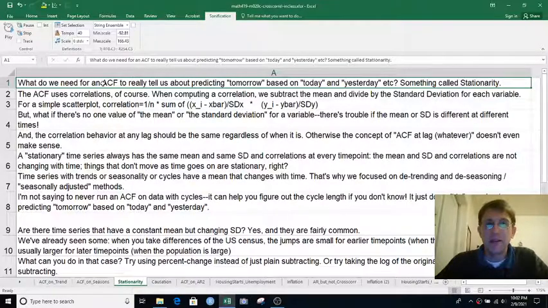Now, I'm not saying to never run an ACF on data with cycles. It can actually help you figure out the cycle length if you don't know it. It just doesn't tell you about predicting tomorrow based on today and yesterday.